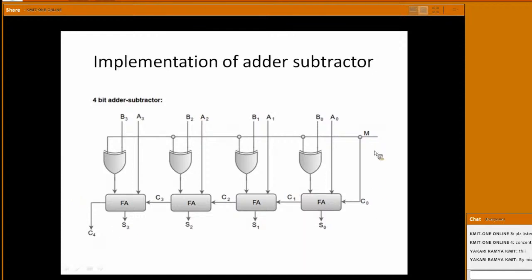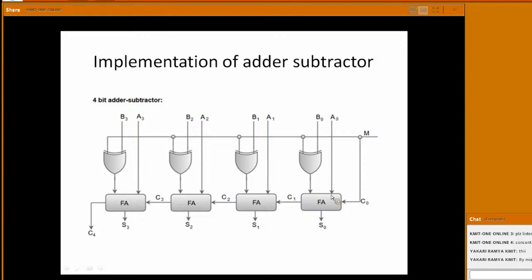In the same way, whenever the value of M is equal to 1, see how this logic circuit works. Whenever this value M is 1, this 1 is given as one input to all the XOR gates. Now, according to the truth table of the XOR gate, when you XOR anything with 1, the result is its complement. So the complement is B0 bar. Here the outputs of XOR are B1 bar, B2 bar and B3 bar.